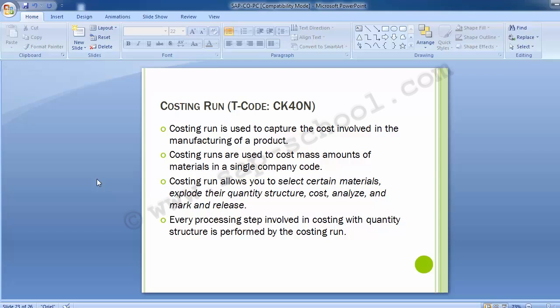Costing runs are used to cost mass amounts of materials in a single company code. Costing run allows you to select certain materials, explore their quantity structure, cost, analyze, and mark and release it. Every processing step involved in costing with quantity structure is performed by the costing run.